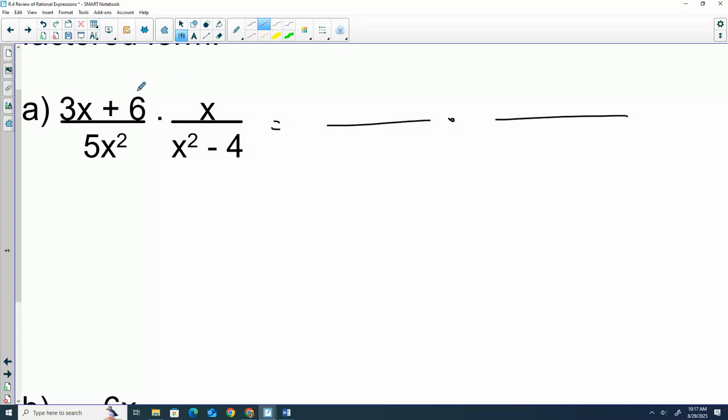So we start factoring. 3x plus 6, what can you do with that? GCF, take out the 3, we have x plus 2 left. 5x squared. Really nothing you can do. If you wanted, you could write x squared as x times x, but that's just a personal preference. Over here we have an x on top, so nothing to do there. X squared minus 4 would break into x plus 2, x minus 2.